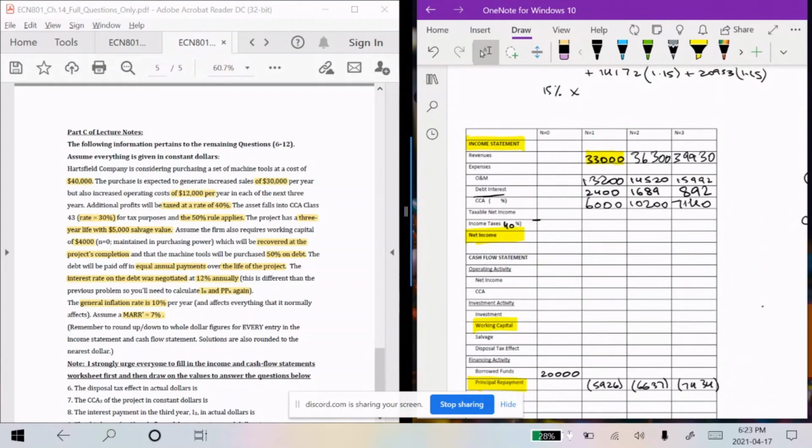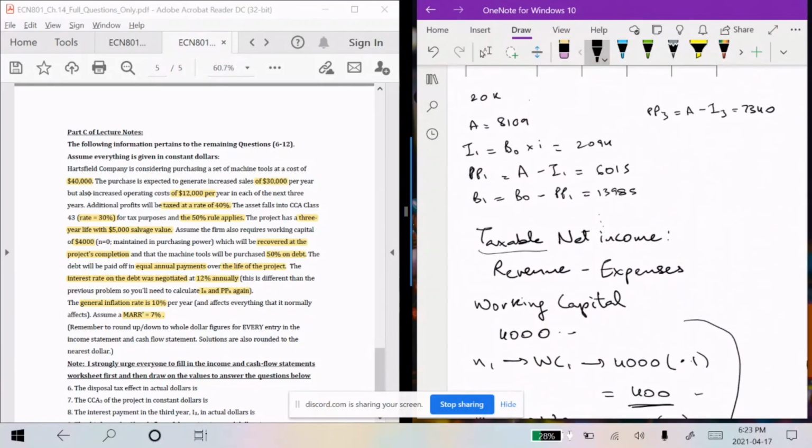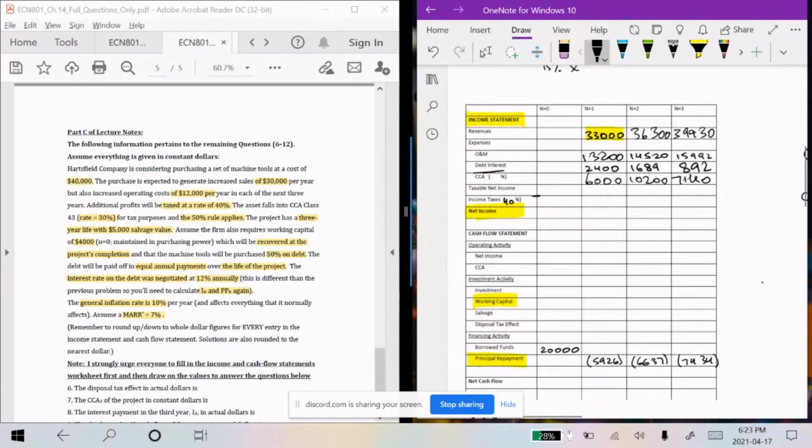Let's go back up here. Now we need to continue filling the income statement. So the taxable net income. So what we do for this is add all this. For the taxable net income, I just wrote it here. Taxable net income is calculated by revenue minus expenses. So you take the revenue.